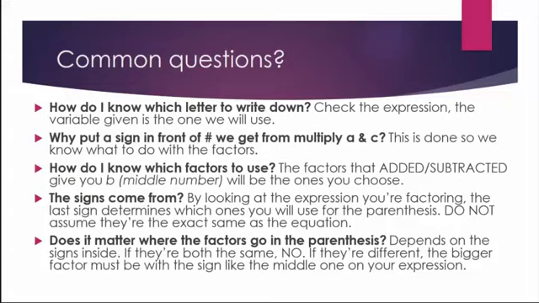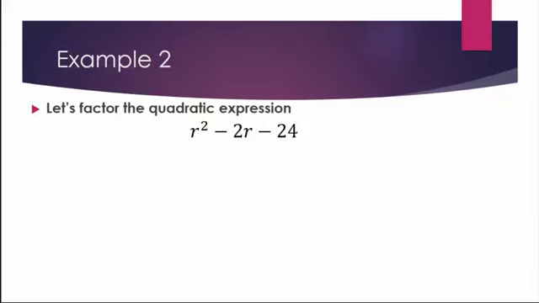All right. Example 2. Let's factor the quadratic expression r squared minus 2r minus 24. Okay. Step 1 is to write the 2 parentheses with the repeated variable. Bam. Done. Parentheses r, parentheses r. Okay. Give yourself a little bit of room because you are going to go back in there and fill in the answer.